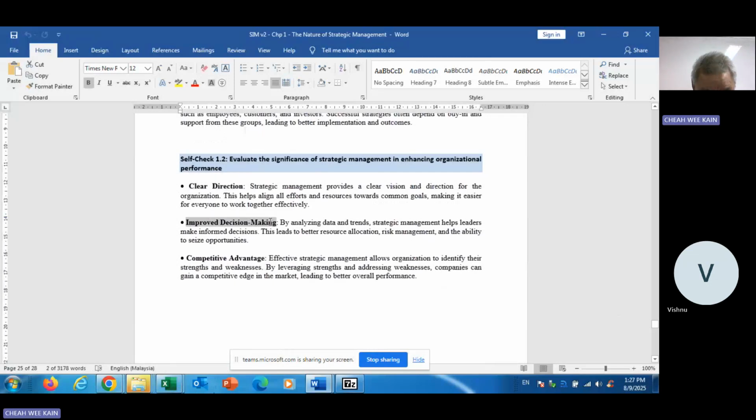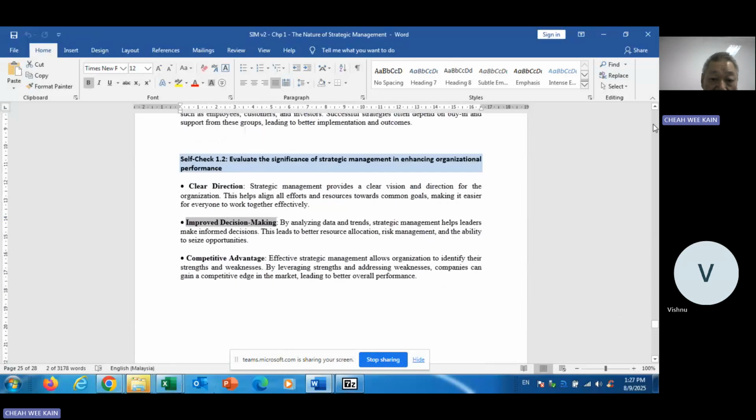Improve decision making. When you're analyzing your internal and external, looking at past data, okay, all this information, it improves what decision you're going to make. Now, why is it important? Because good decision making has a favorable impact in the long run. Poor decision making, okay, unfortunately, leads to poor performance.